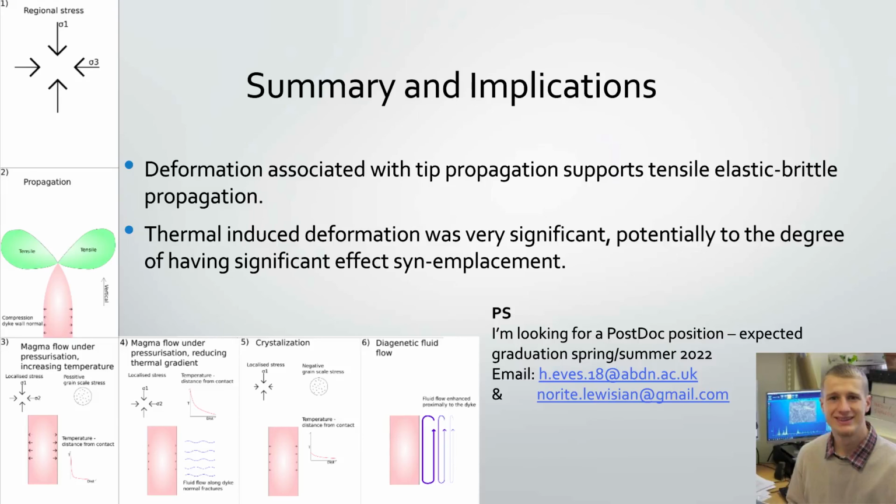Our findings suggest that within marbles and quartzites, initial propagation of the dyke tip was tensile elastic in nature, that deformation associated with grain scale anisotropic expansion and contraction can be very significant and should be taken into consideration within further models, and that overpressure can be significant enough to cause localized sigma 2 and 3 to flip.